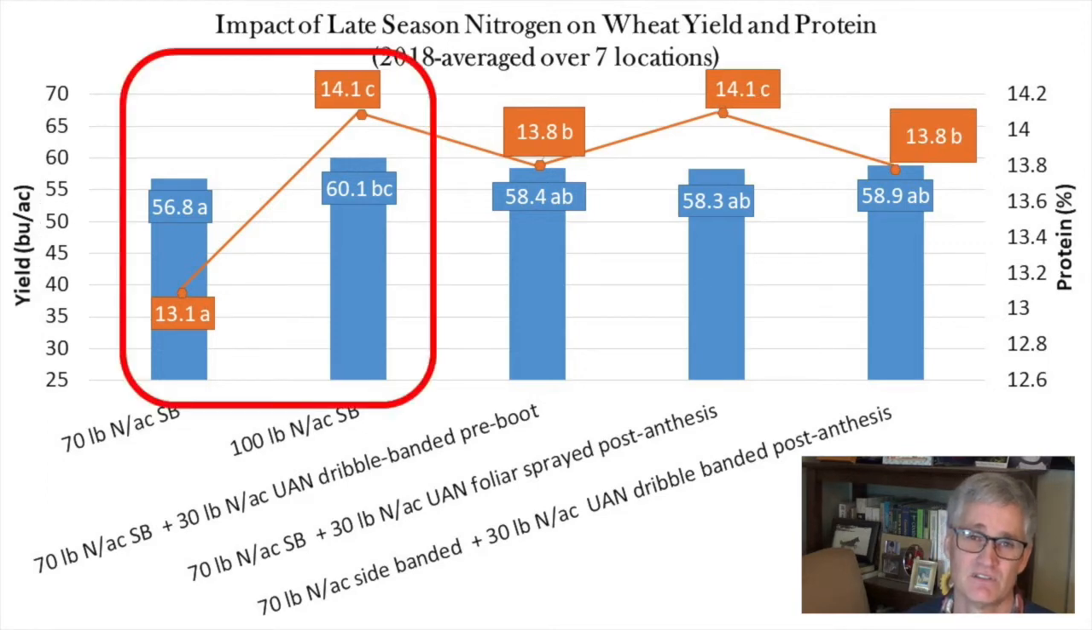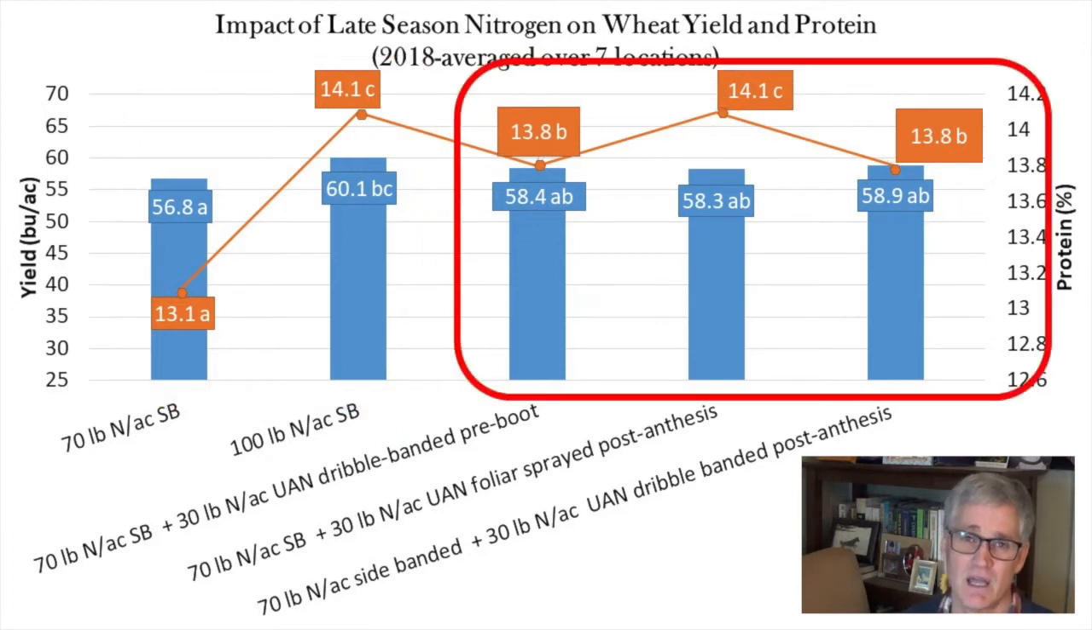When we increase the side-banded urea from 70 to 100 pounds of actual nitrogen per acre, we increase yield by about 4 bushels and we increase protein by about 1%. Then we looked at post-seeding applications of nitrogen. So we looked at 30 pounds added to that base rate of 70 pounds of side-banded urea, actual nitrogen. And we did find that we could increase protein by about 0.8% on average.